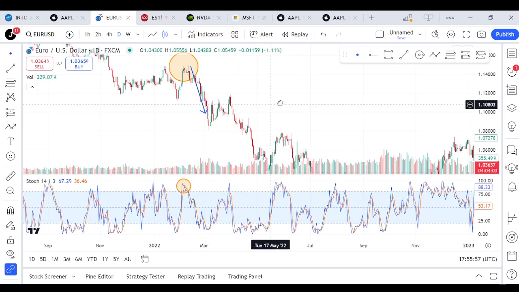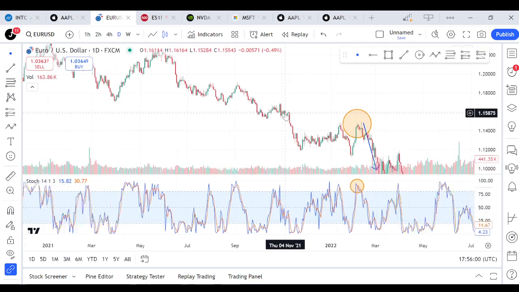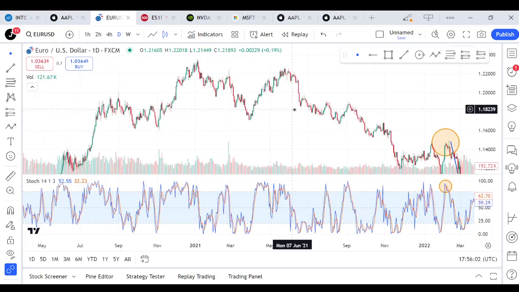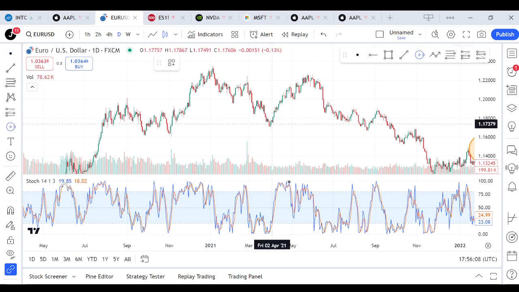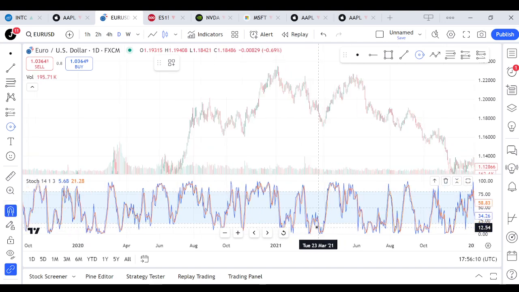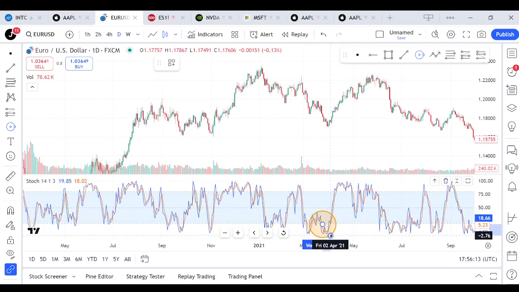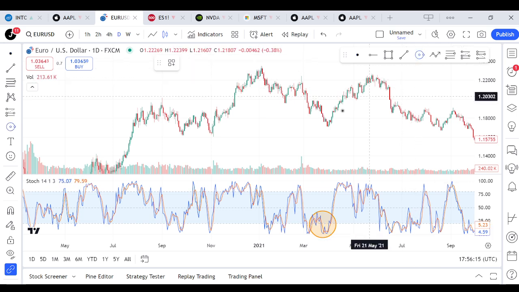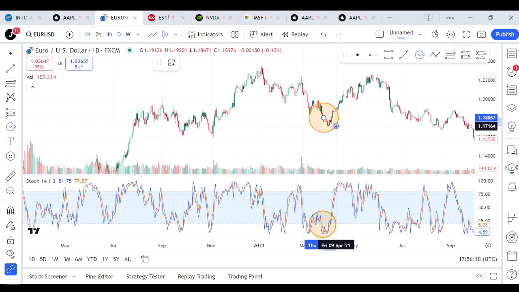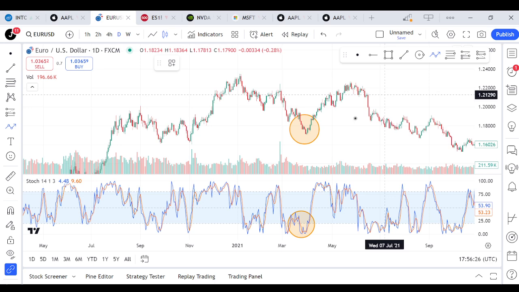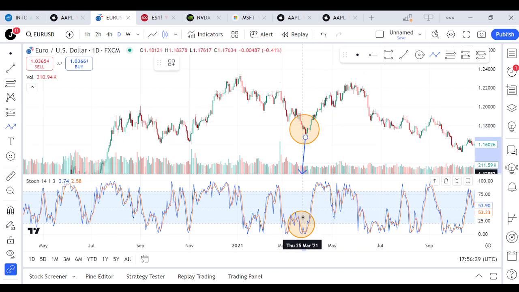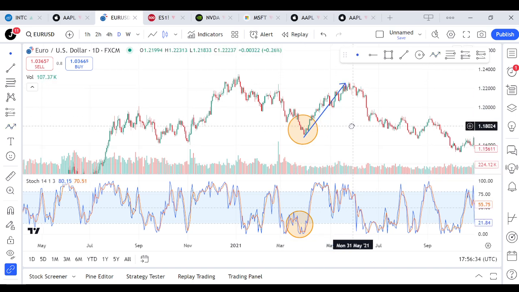So we also have the overbought condition. Let me look for oversold condition. We've looked at the overbought condition. Let's look at the oversold condition. And this is one. I have one here. This is an oversold condition, and you can see price reacting to that oversold condition on the stochastic oscillator. So we have price giving us this push to the upside after we had this signal of an oversold condition. So that is for the stochastic oscillator.